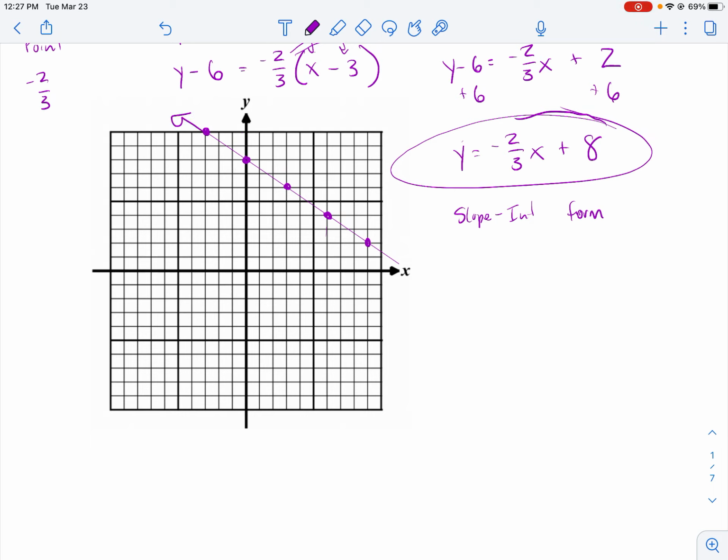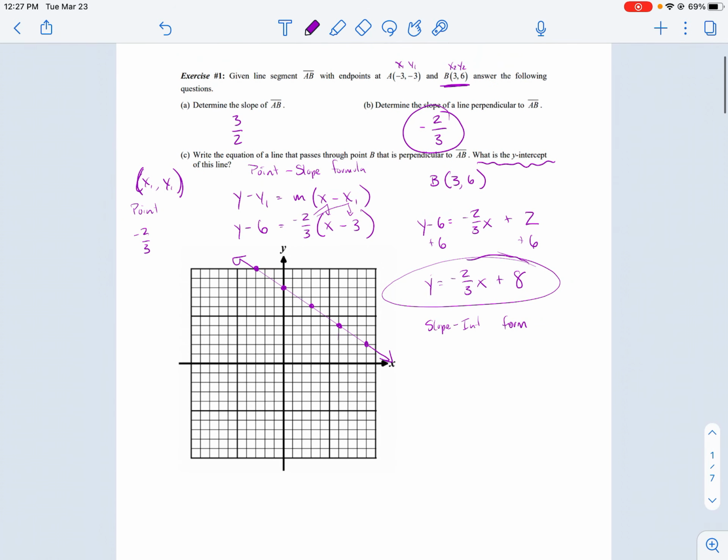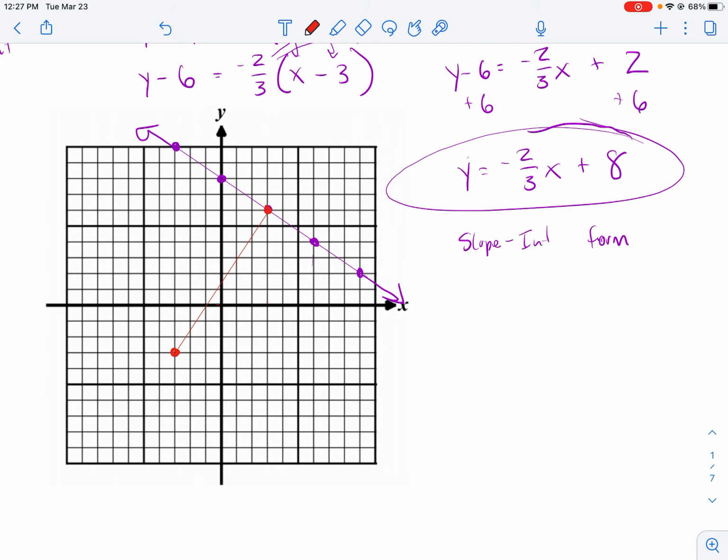There's our line, and then let's just plug in AB there. So AB was (-3, -3), sorry, and the other point was (3, 6). So there is that line segment. And as you can see, it looks perpendicular to the other one, and it's going through that point.